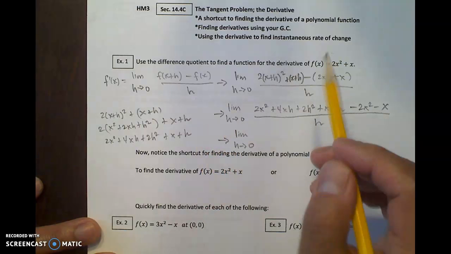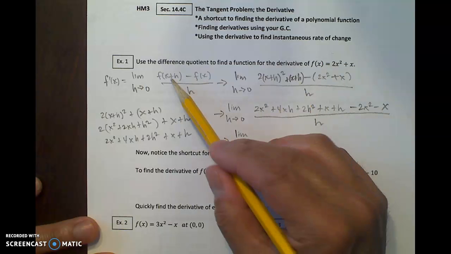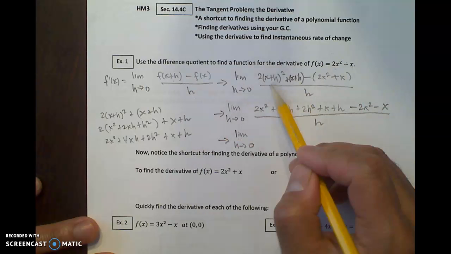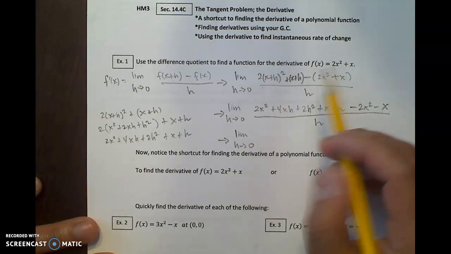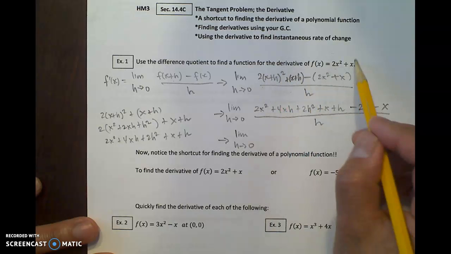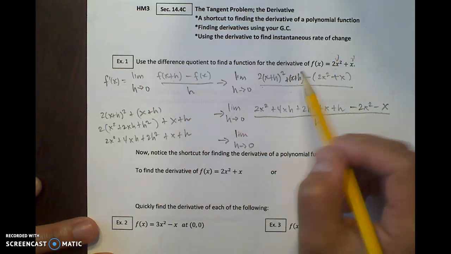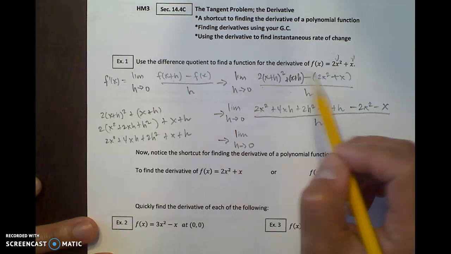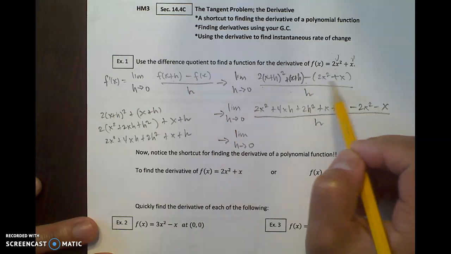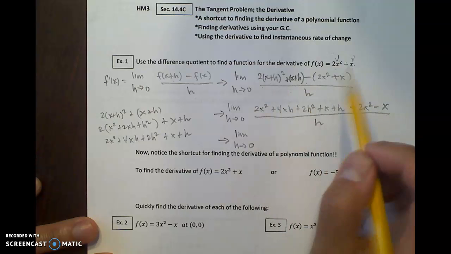Okay, so again, we're going to take this 2x squared plus x function and plug x plus h in for x. So here we have 2 parentheses x plus h parentheses squared plus x plus h. Again, we're plugging in x plus h for the x's. And then we're going to subtract the function as is. So here, subtracting 2x squared plus x. And again, that's all over h.